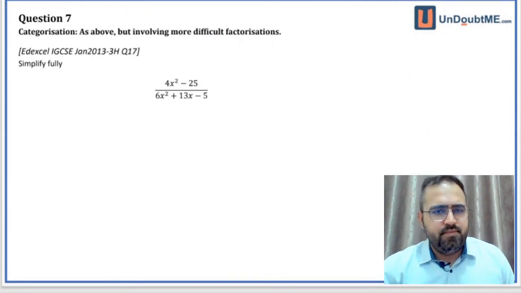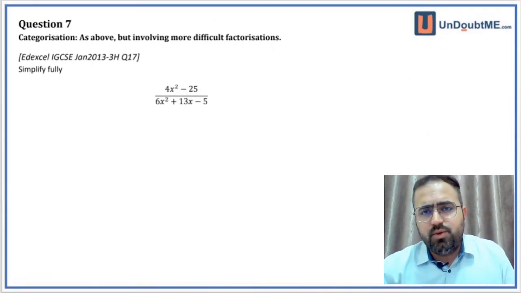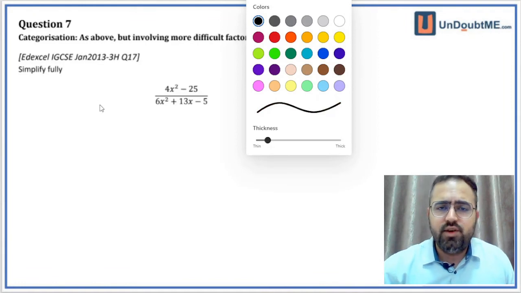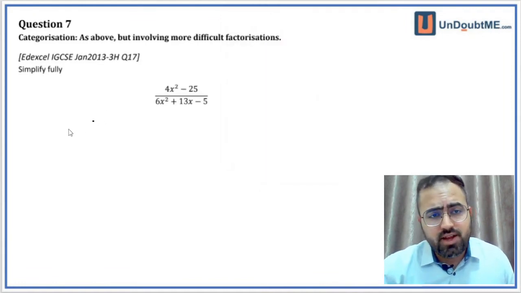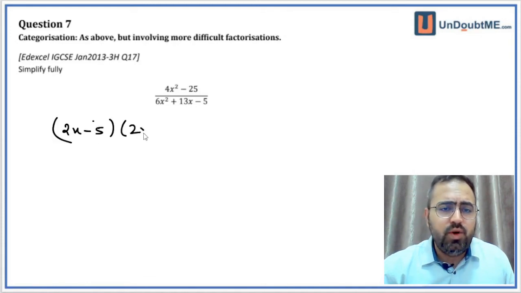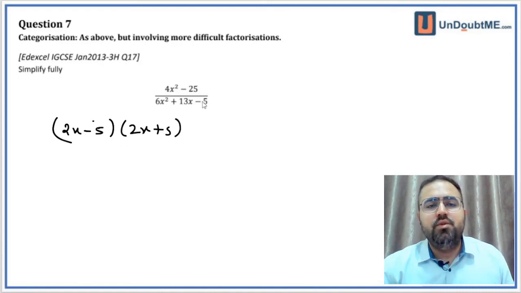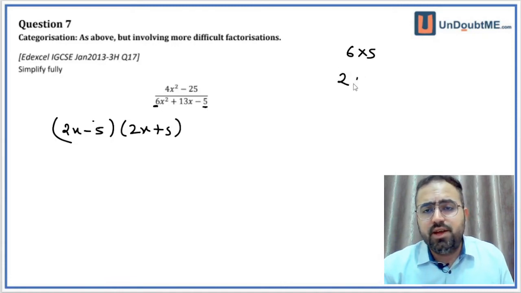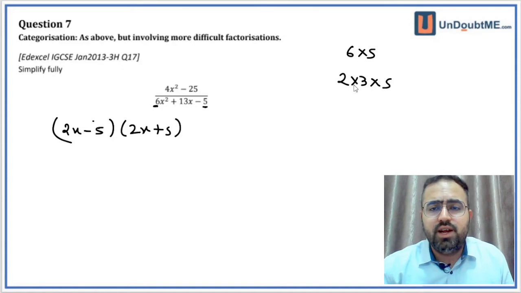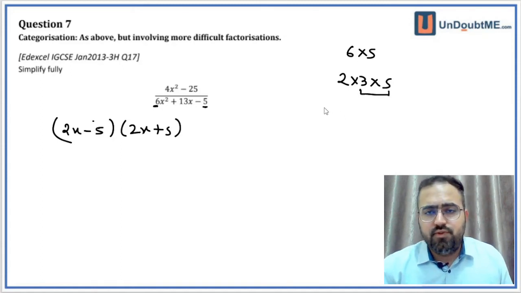Question 7. Now here also we have to do the same thing. We will try to factorize the quadratic. The one in the numerator is of the type a square minus b square, that can be written as 2x minus 5 and 2x plus 5. For the one in the denominator, we need to see what factors we can make. 6 and 5 are the two numbers from where we need to make the factors, and we need to get 13. 13 can be obtained by doing 15 minus 2, fairly possible.